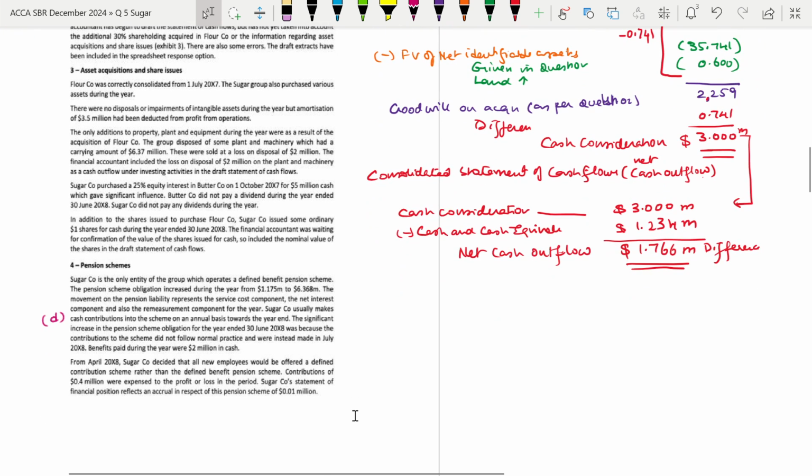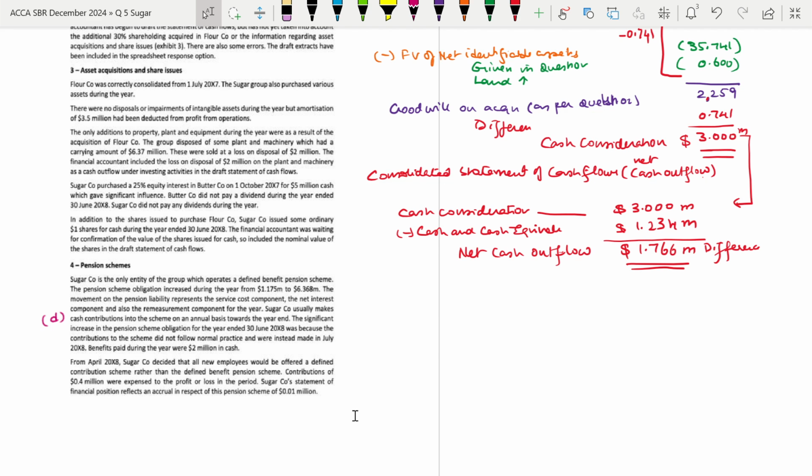And second thing, the cash consideration is 3 million. The cash and cash equivalents given in the question is 1.234. The difference between cash consideration and cash equivalents is the net cash outflow. That is what you have to write. Are you clear about this? Yes, Master. Writing is very important.